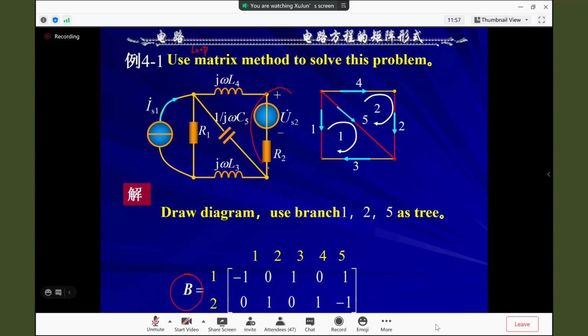Let's come back to branch 2. This branch 2, we define from up to down. But for branch 2, the source US is positive from up, negative is down also. This is not the same as we have defined. We define the basic, the standard form.